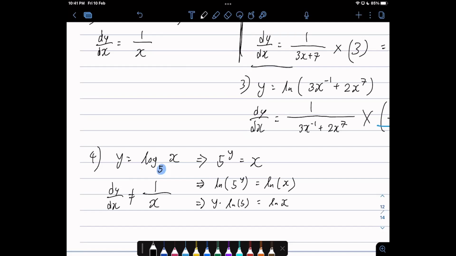Then from there, you can make y the subject again. So we end up with 1 over ln5 times lnx. That's just the change of base formula, if you remember your change of base formula. Change to base e.